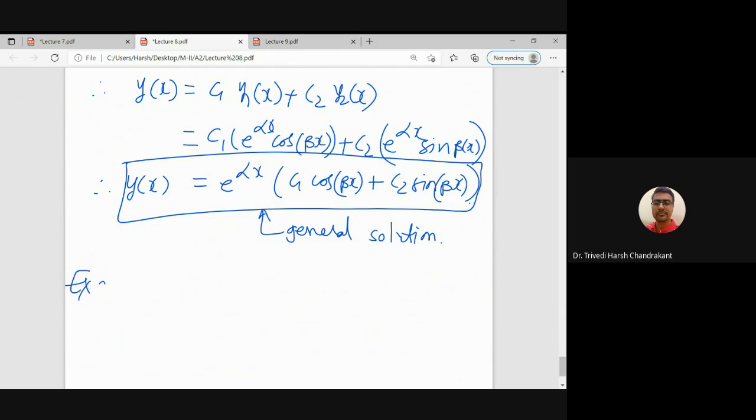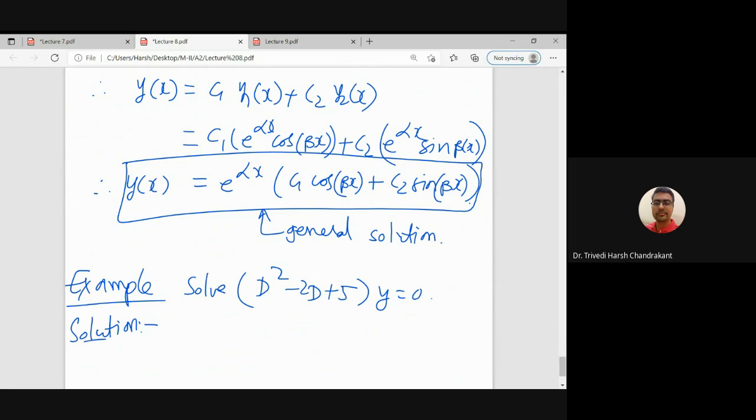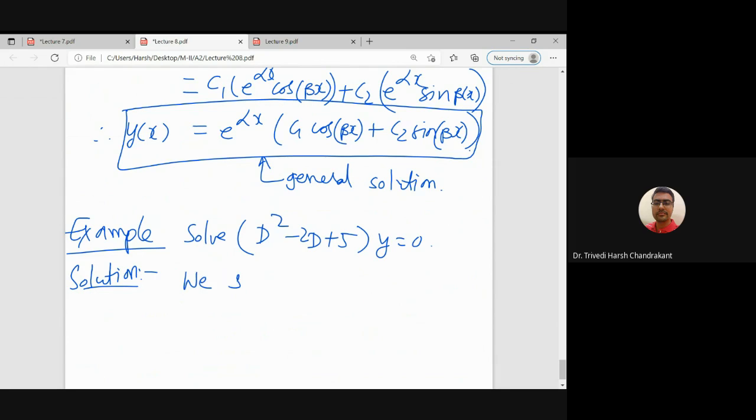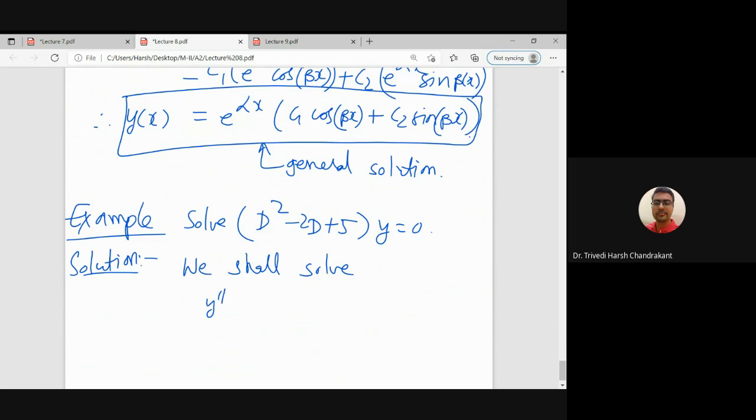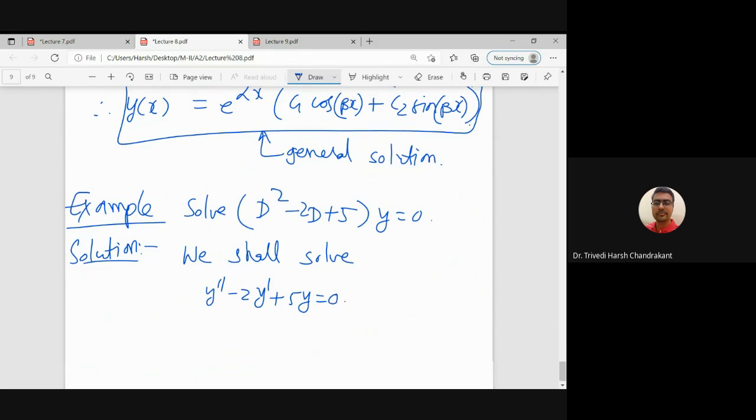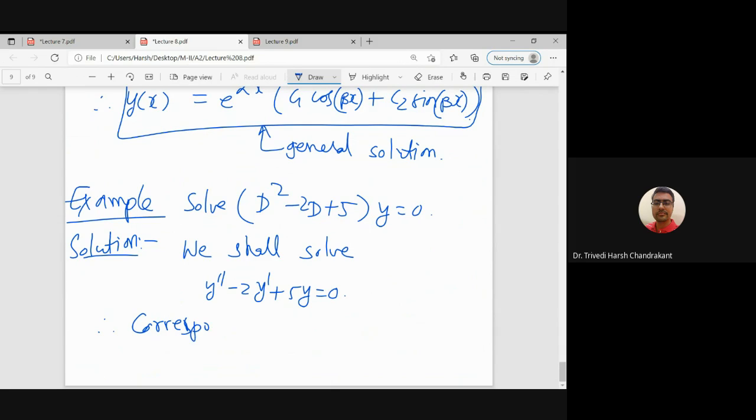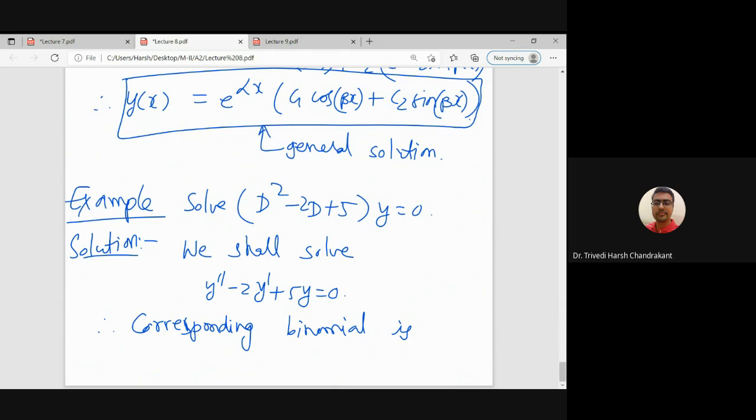Let us take one example of this type. We want to solve the differential equation (D square minus 2D plus 5) y equals 0. So in this case, we shall solve y double dash minus 2y dash plus 5y equals 0. The corresponding quadratic polynomial will be m square minus 2m plus 5 equals 0.